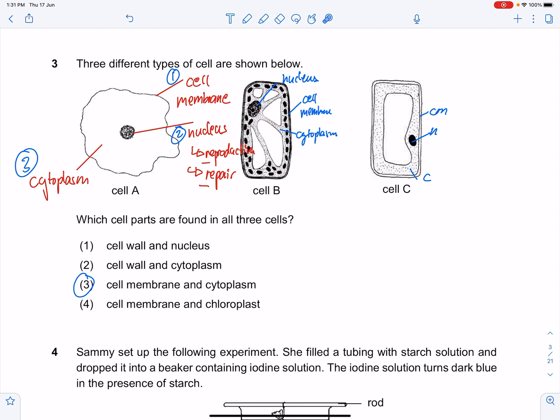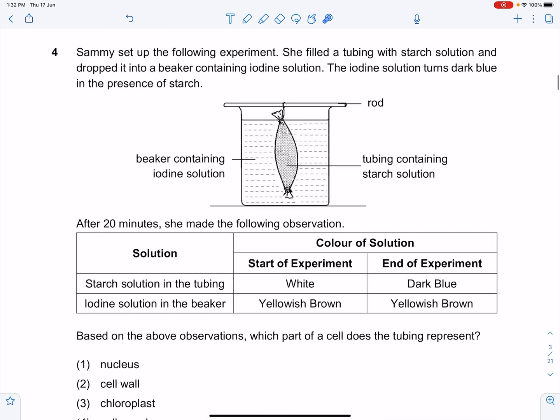Now, MCQ questions, they are worth 2 marks each, so it is definitely worth your time to really think about it. Don't overthink, but make sure you do the necessary to make sure that you're not leaving any careless mistakes. Okay. Question 4.